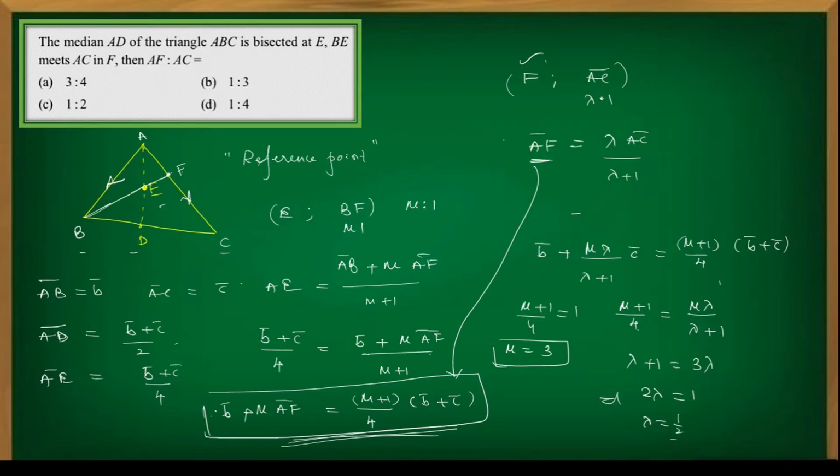So the ratio you got here, lambda is to 1, means 1 by 2 is to 1, means 1 is to 2. What is the ratio here? 1 is to 2. Can you tell me? F divides AC, so AF is to FC, you got 1 is to 2. But we want AF is to AC. AF is 1 unit, AC is 3 units. So 1 is to 3 is the answer. B option.